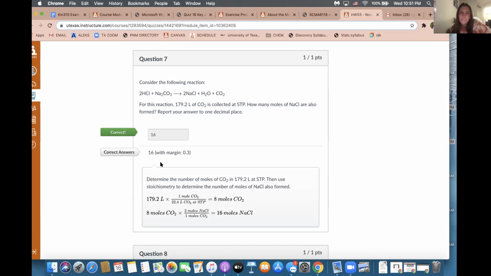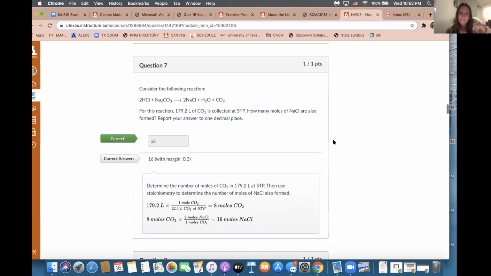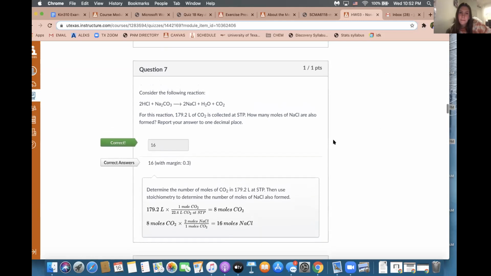Yeah, so it's really just what do you have, right? The hardest part is probably that it doesn't tell you what to assume. How do you know 1 mole of CO2 equals 22.4 liters? That's the hardest part.